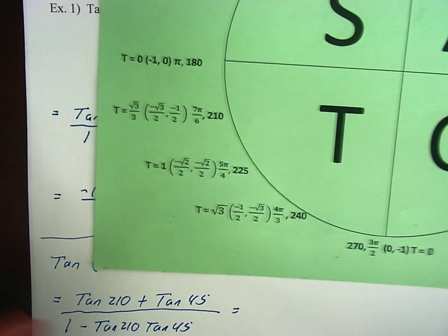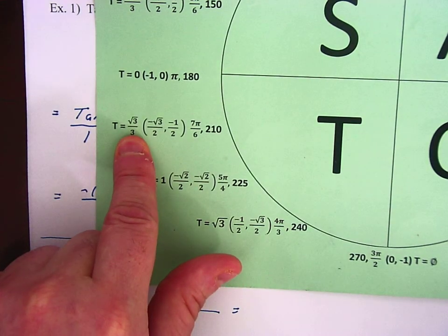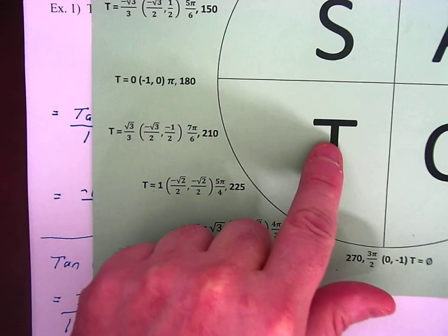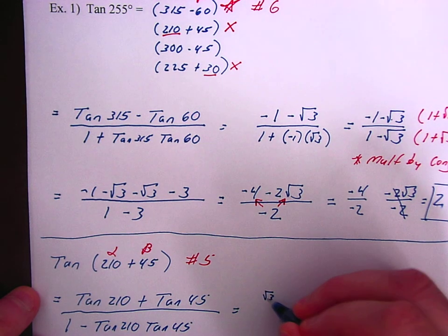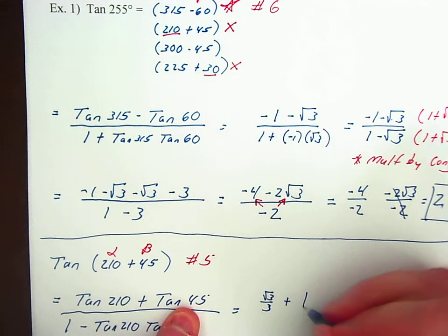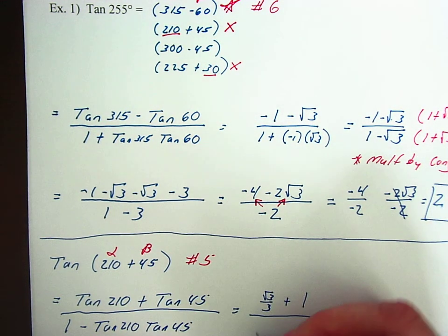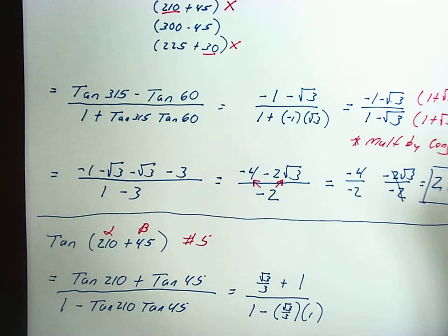Unit circles right here. Here's the 210. Here's tangent: square root of 3 over 3. It's positive because I'm in quadrant 3. So I have square root of 3 over 3 plus, this is 1, over 1 minus that product, which is just going to be square root of 3 over 3, but I'll write it down. Square root of 3 over 3 times 1. Okay.